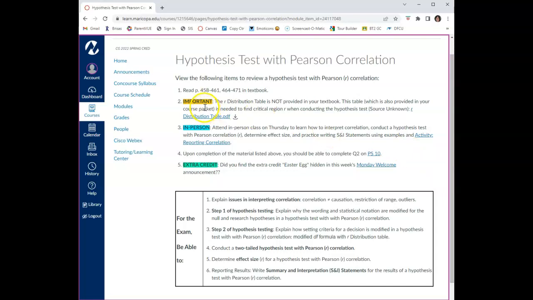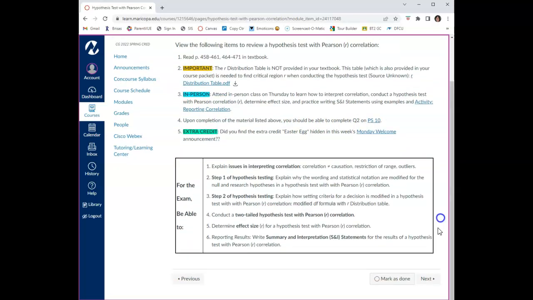I want to make an important note here. The R distribution table is not provided in your textbook. This R table is provided in your course packet and available here for download if needed. Please read the designated pages in the textbook and attend in-person class on Thursday. Upon completion of the material listed above, you should be able to complete question 2 on problem set 10.